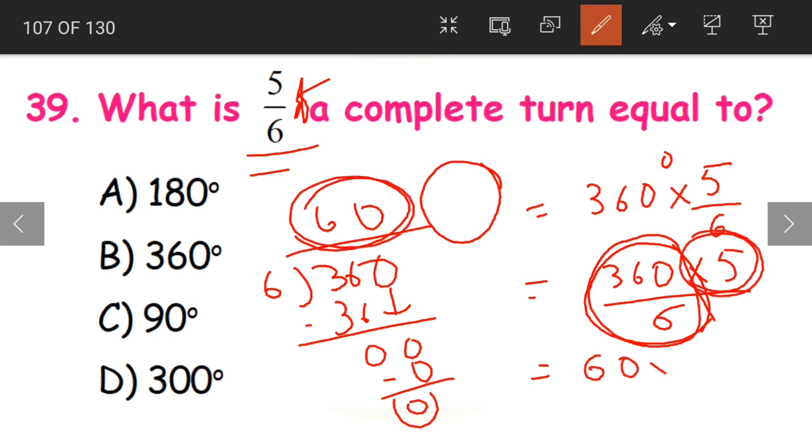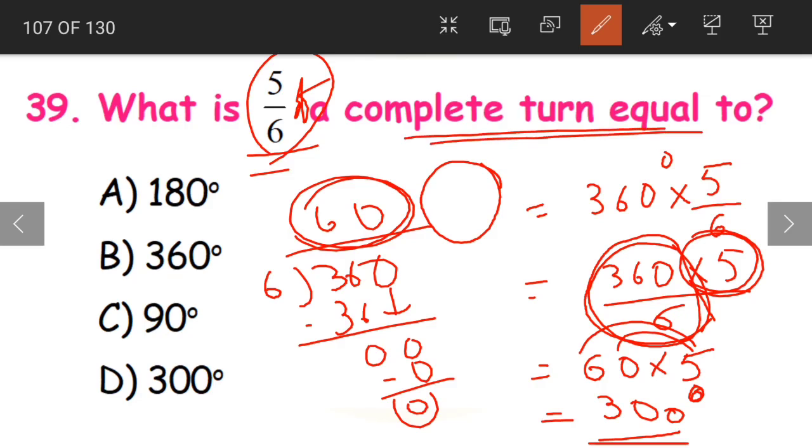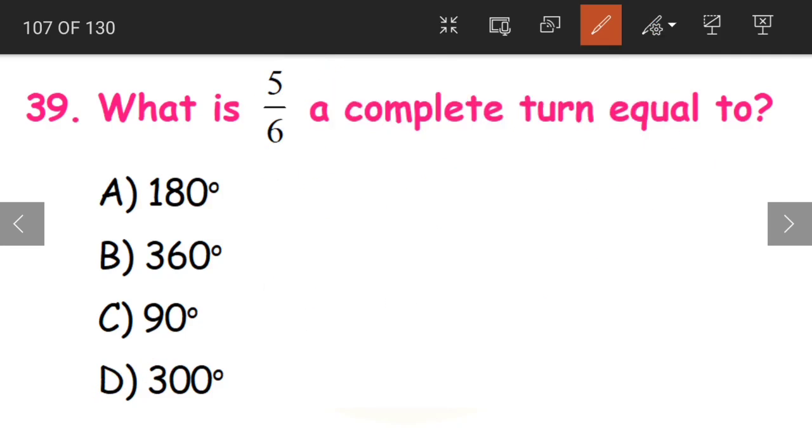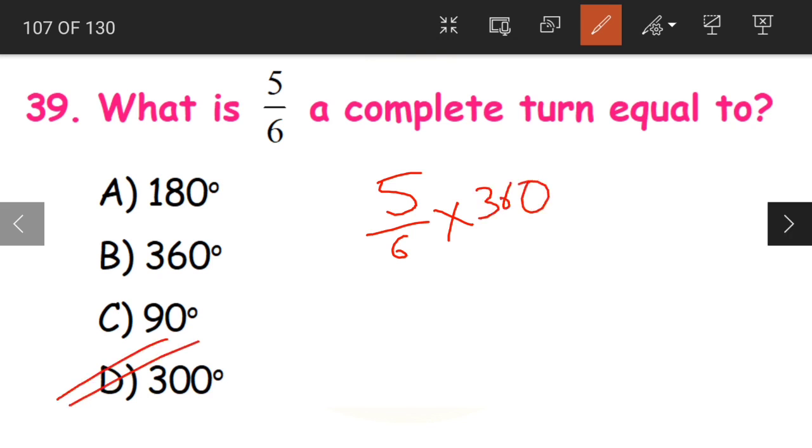Then we have the multiplied by 5. Don't forget to multiply by 5. So 60 multiplied by 5. 5 zeros are 0. 5 sixes are 30. So what is the total measure? 300 degrees. So 5 by 6 of a complete turn is equal to 300 degrees. That is option D. Yes. We have just multiplied 5 by 6 with 360 and our answer is 300 degrees.